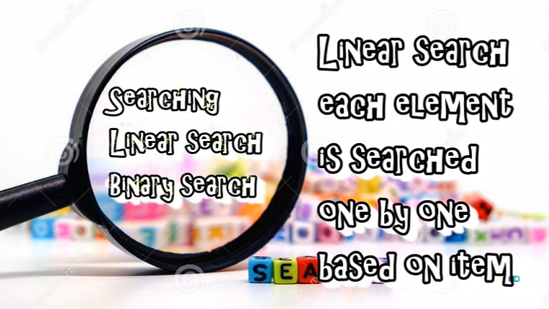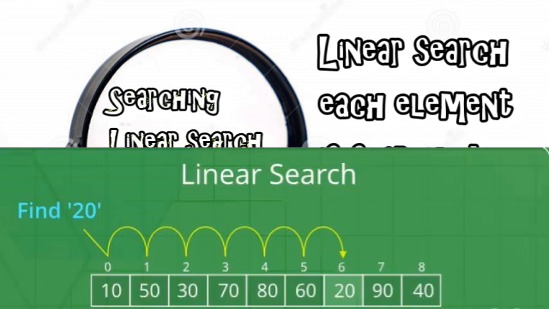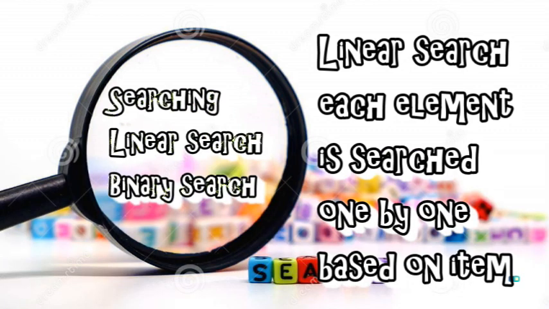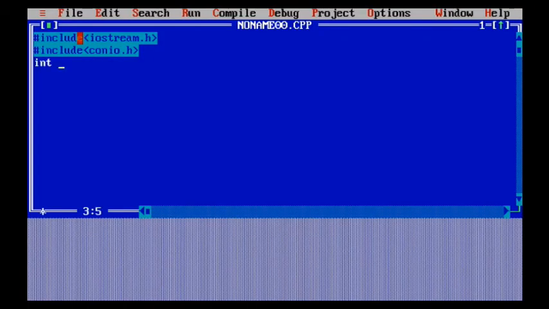As you can see in the image, I've given some numbers here, and this is the address of that specific number. I need to find 20. First of all it checks each and every address, that is 10, 50, and then as soon as it gets 20, it gives me the desired output that the number is present at this specific position. All clear on how we work with linear search.